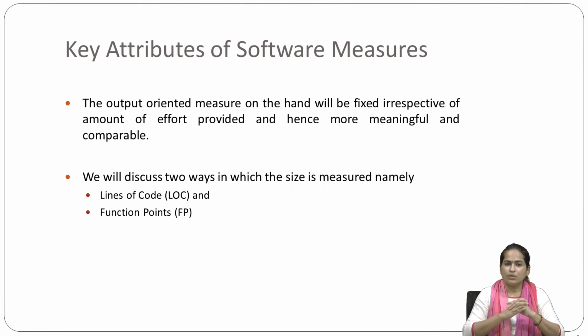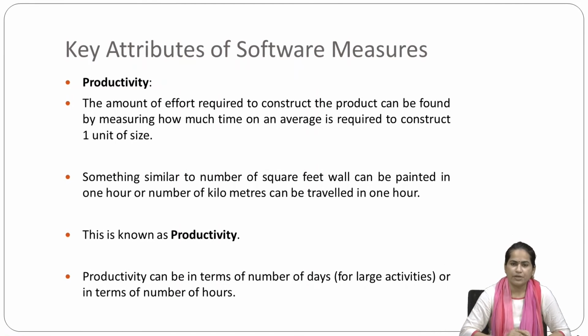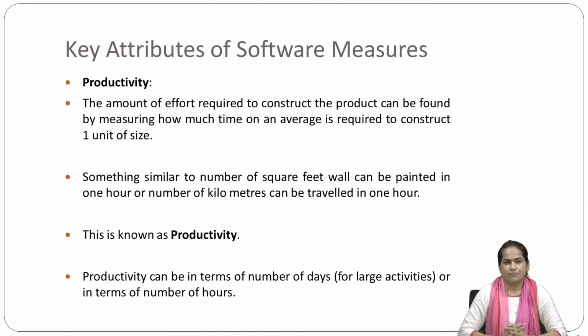We are going to discuss two ways in which size is measured. In our discussion, we will have two ways of measuring the size. The first one is lines of code, LOC, and the second one is function points, FP. Based on this, we can measure the size of our software. After that, the second attribute we have is productivity.